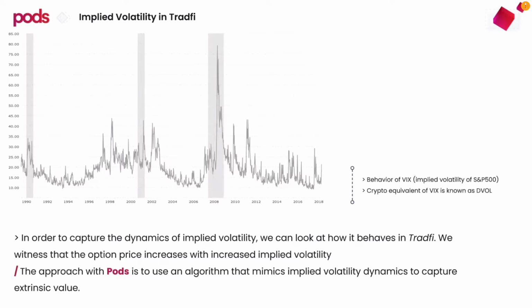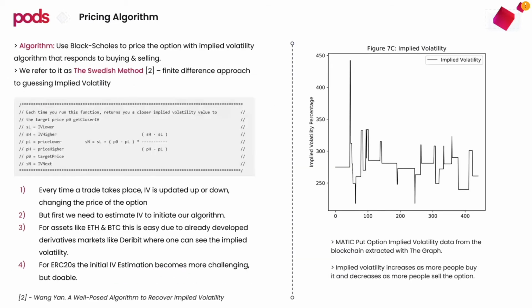In the crypto equivalent to the VIX, which basically captures the implied volatility across all the options in US financial markets, in the crypto world we have something called the D-vol. I think it's more related to Bitcoin, not necessarily Ethereum yet, but it captures a similar dynamic as well. So what could we do? The approach that Pods uses is it tries to mimic this behavior. So let me give you an example of what we use. Our algorithm basically uses the Black-Scholes formula.